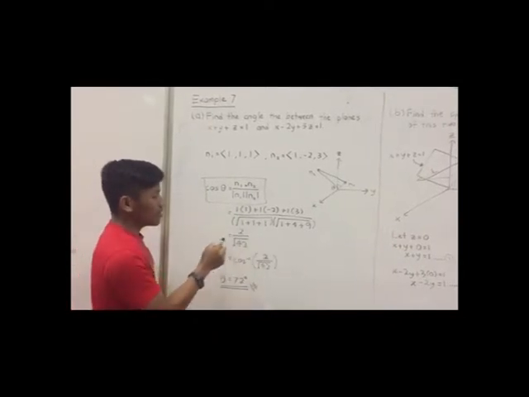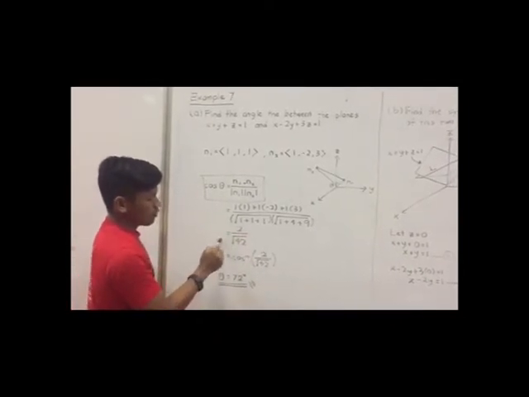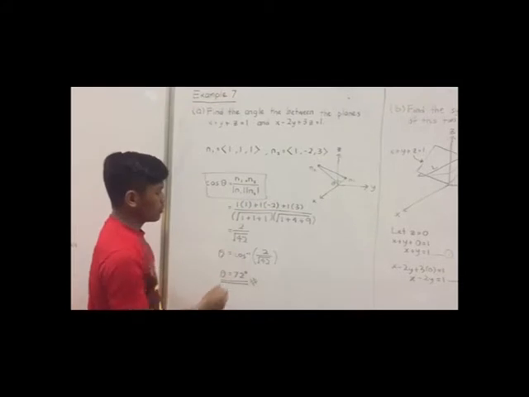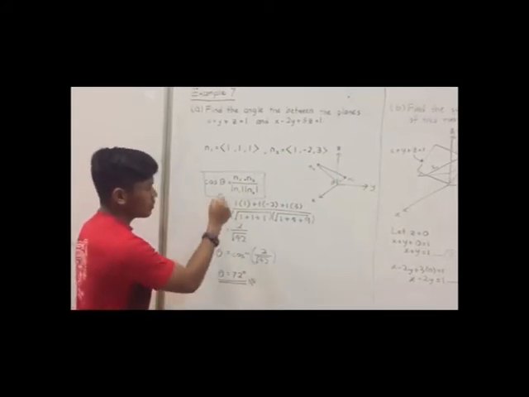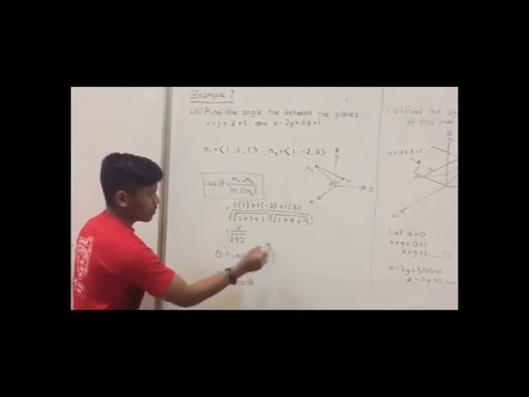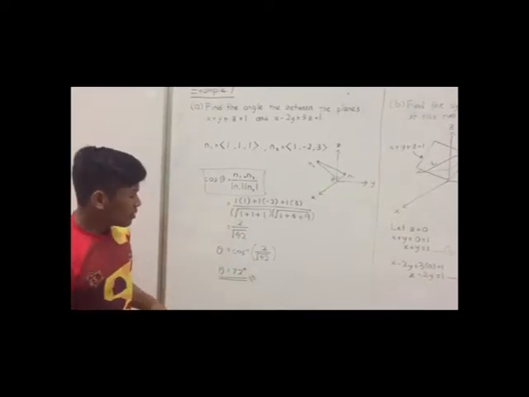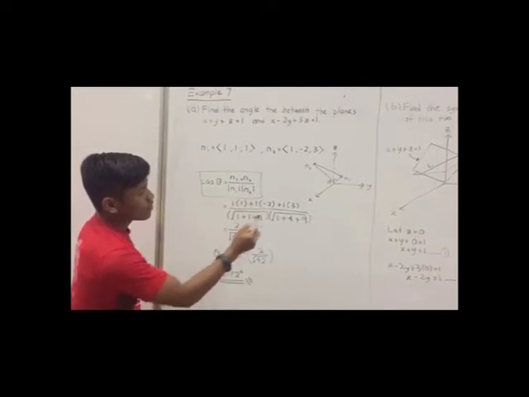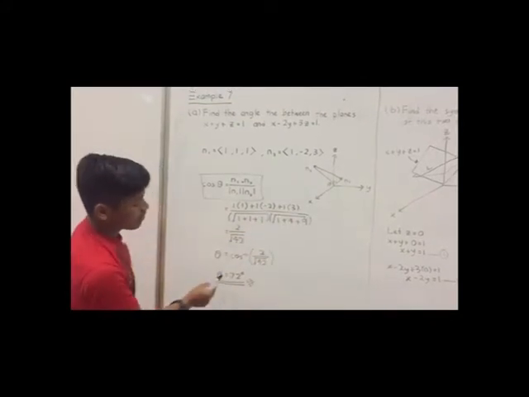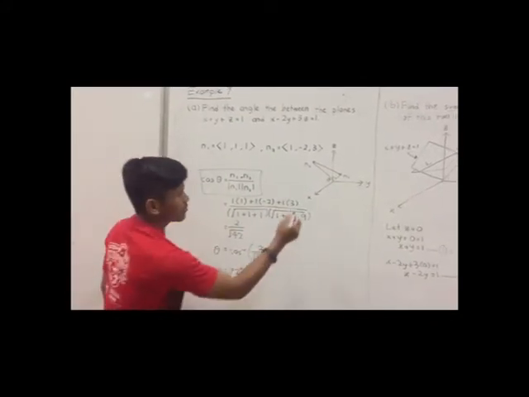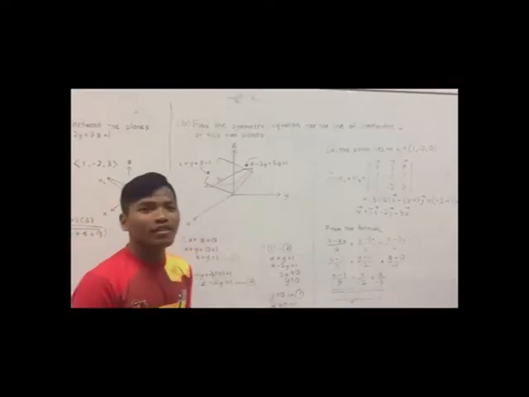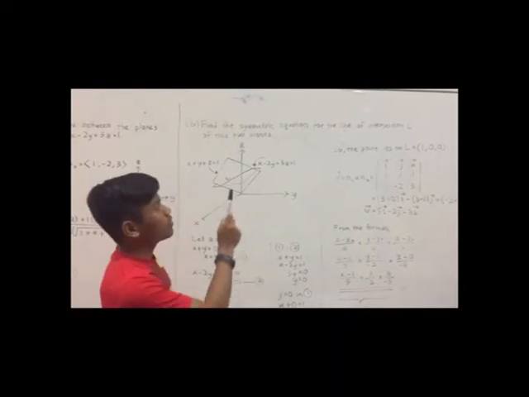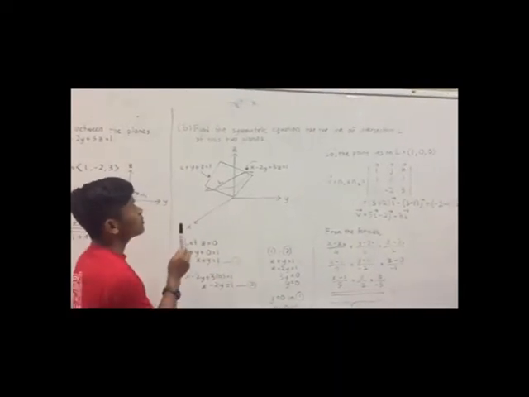Then we get 2 over square root of 42. Then we evaluate this formula into this form. Then we can find the theta between the two planes, that is 72 degrees. Now we will continue to question B for example 7.